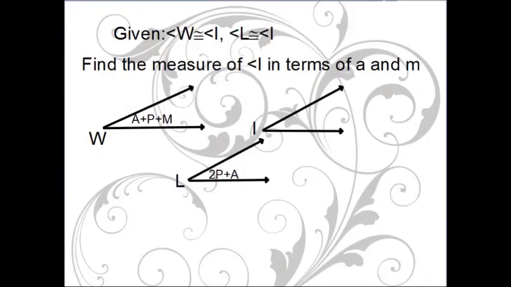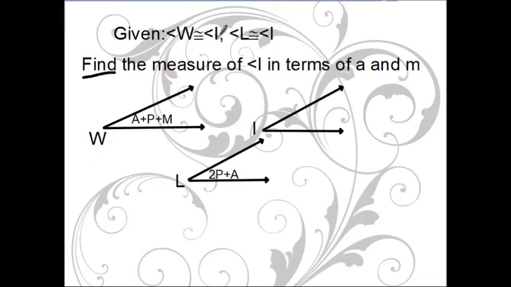Alright, we're given that angle W is congruent to angle I, and also that angle L is congruent to angle I. We want to try and find the measure of I in terms of A and in terms of M. Now, first and foremost, is this going to be a proof? Absolutely not. We have find, not prove, or conclusion. Now, if we want to find I in terms of A and M, what that means is we're not going to have a simple number answer. We're going to be having an answer that has the letters A and M included in them.